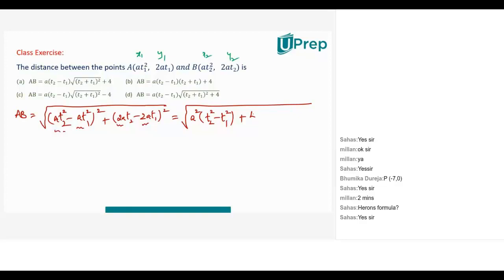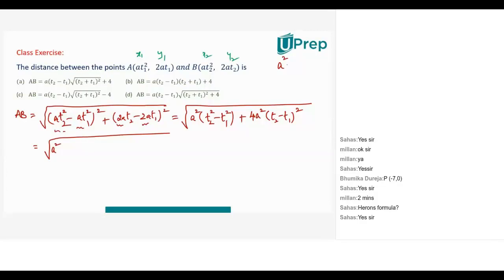Square root of a square outside. Now here I will be using one simple mathematics formula: a square minus b square equals a plus b into a minus b. Remember? Factorization and polynomials, 7th class or 8th class, I don't remember, but a plus b into a minus b is a square minus b square.